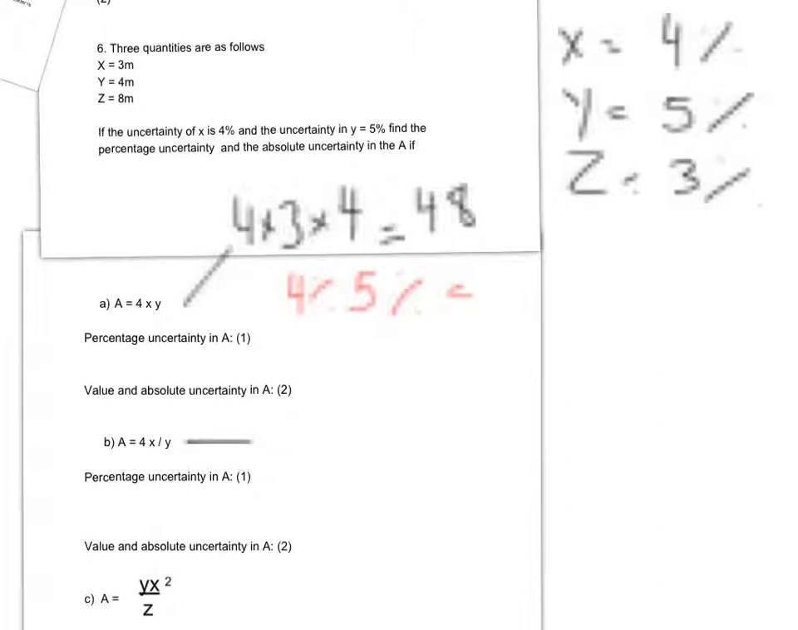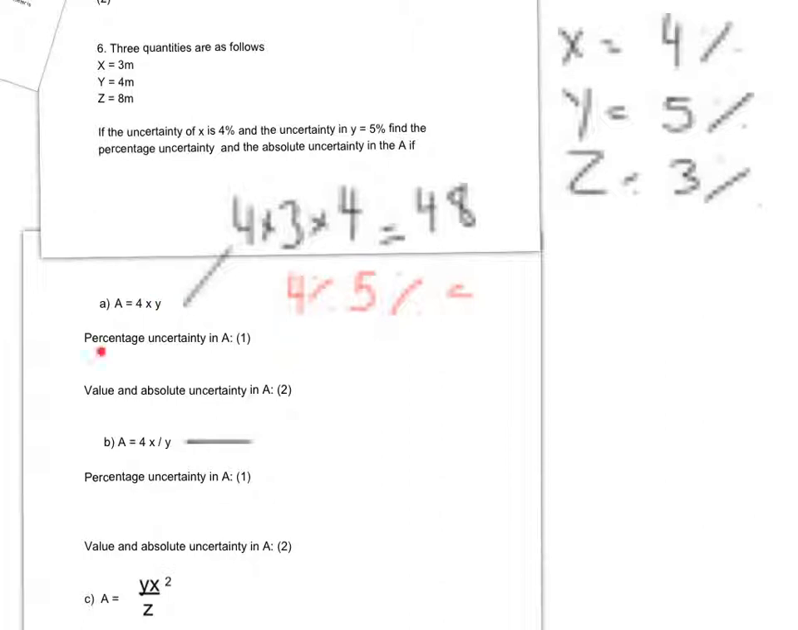Okay, so let's have a look and see what happens if we need to find the percentage uncertainty in A, if the value of A is 4 times x times y. Now the 4 in this kind of question is a constant, and because we're dealing with fractional uncertainties, the 4 is irrelevant. We don't need to multiply it by 4 because we're not dealing with the absolute uncertainty. So all we're doing is using the rule.